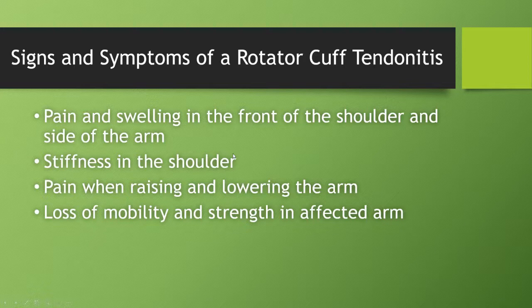For rotator cuff tendonitis: pain and swelling in the front of the shoulder and side of the arm, stiffness in your shoulder, pain when raising and lowering the arm, loss of mobility and strength in the affected arm. So it can be very easy to mix up tendonitis and a rotator cuff tear because they can have similar signs and symptoms.